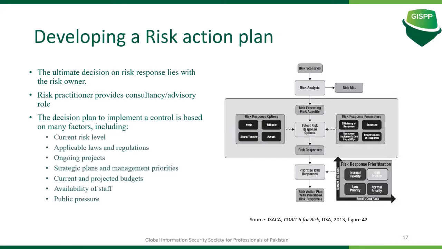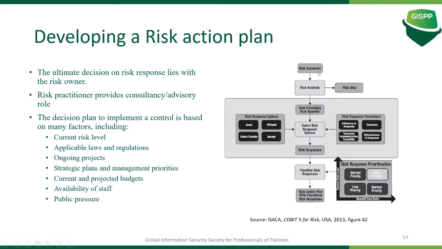The decision to implement a control is based on many factors. For example, what is the current level of risk, what are the laws and regulations, are there any ongoing projects, are there strategic plans or management priorities, availability of staff. There are many things. But when we are developing the risk action plan, we need to start from risk identification. We first establish the context of the organization, then we did our risk identification phase, and we went through that.